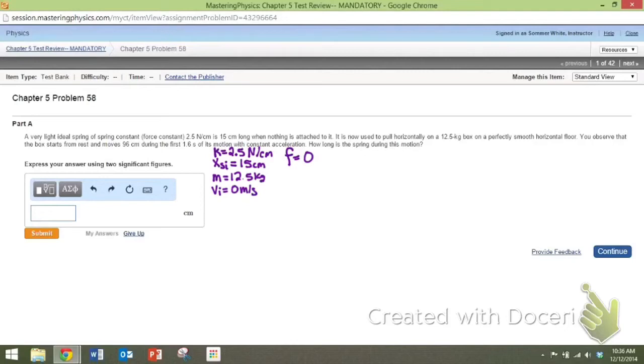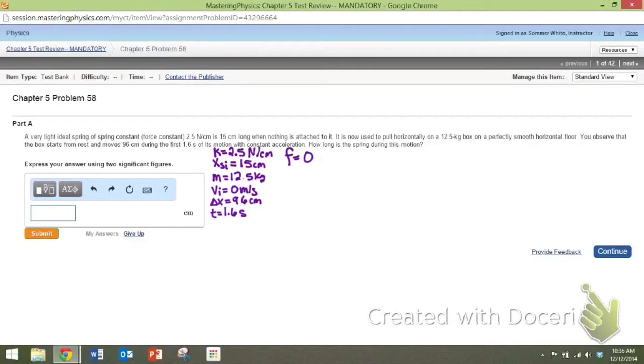It then moves 96 centimeters during a particular length of time. Because it is moving 96 centimeters, we're looking at a change in x of 96 centimeters, and our time is then 1.6 seconds. We are going to end up using these last 3 bits of information to find the acceleration of our block, because this is force. If there is a net force, we are looking at an acceleration.